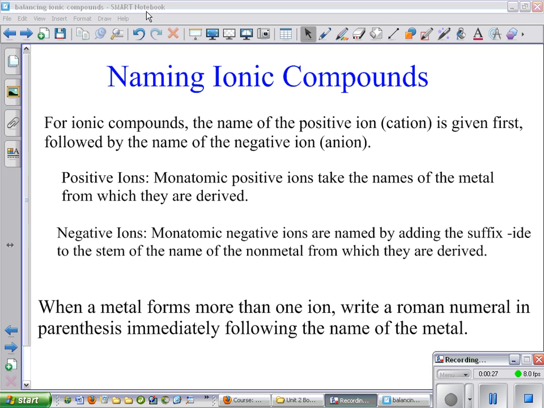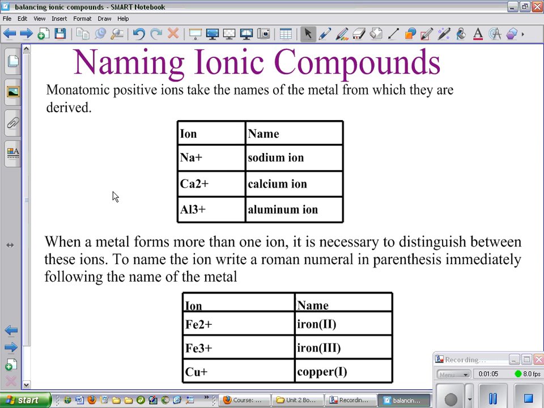The cation takes the name of the metal from which it is derived, because remember an ionic compound is mostly a metal plus a nonmetal, and the negative anion has the suffix -ide, or it is a polyatomic ion. So when a metal forms more than one ion, like a transition metal, iron forms +2 or +3, you always include a Roman numeral in parentheses right after the name of the cation.